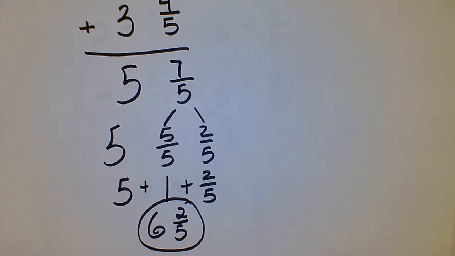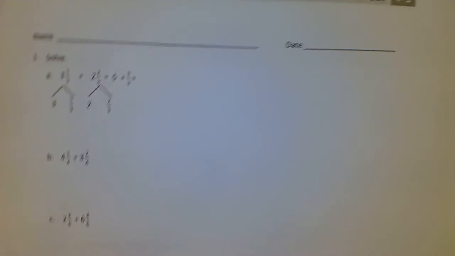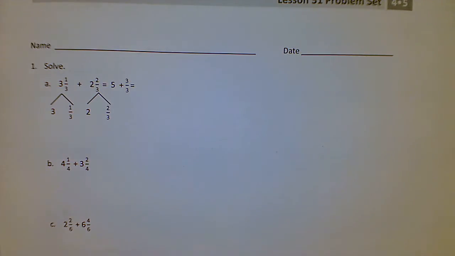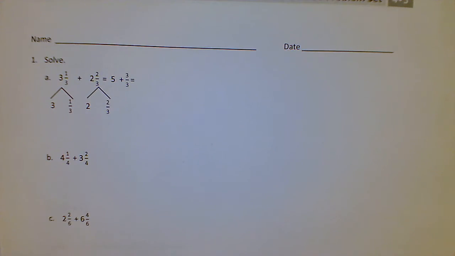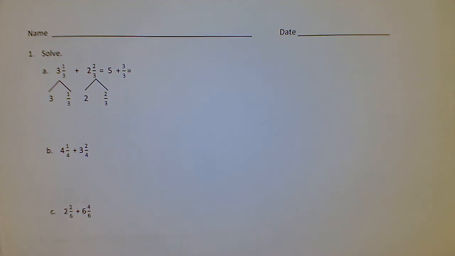And I had them here. Here we go. So we're going to be jumping around kind of like we did yesterday. We're not necessarily going to do all of the problems. So let's see what we have here. The first one they already did for us. So let's go ahead and take a look at 1b. So here it says 4 1/4 plus 3 2/4.